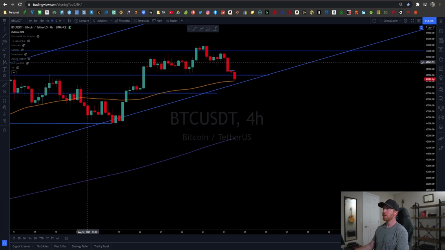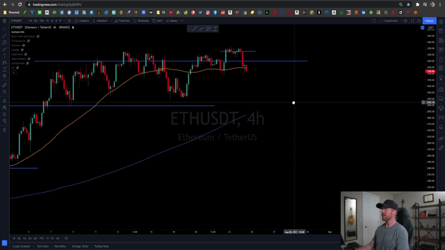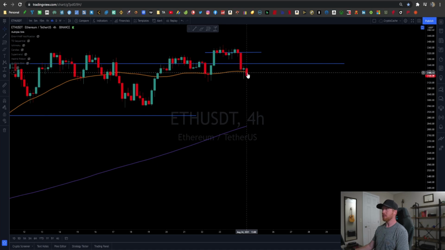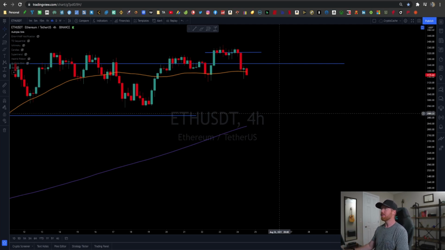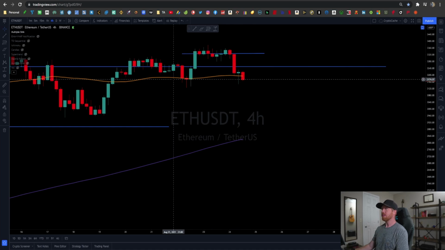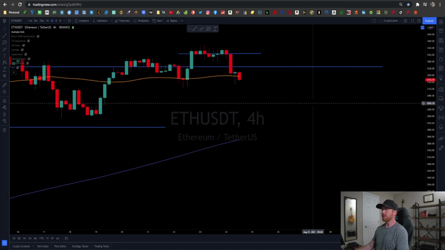Okay. Moving on to Ethereum, effectively the same exact thing. The 50-day simple moving average is getting tested right now as we speak, so there's a strong chance that it could close below there because we've only got 10 minutes left in this trading time frame here. But generally speaking, the 50 has been working as a pretty strong support level for Ethereum recently.